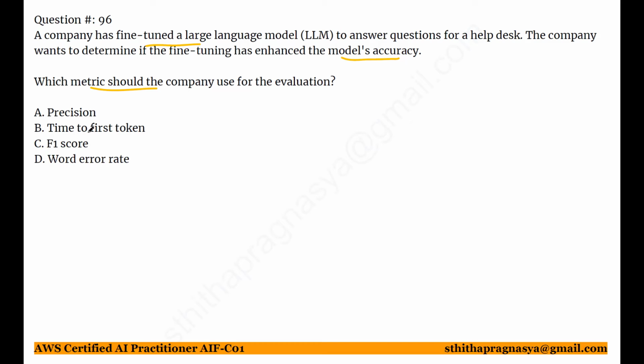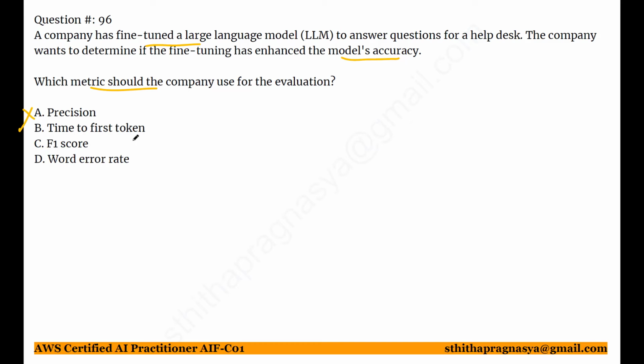Precision, what does it do? It measures the proportion of correct positive predictions, for example, the correct answers out of all positive predictions made by the model. While it evaluates one aspect of accuracy, it does not consider whether the model misses relevant answers, which is nothing but recall, right? Precision alone may not fully capture the overall effectiveness of fine-tuning. So I would say this is partially correct, but not the best metric to evaluate overall accuracy improvement.